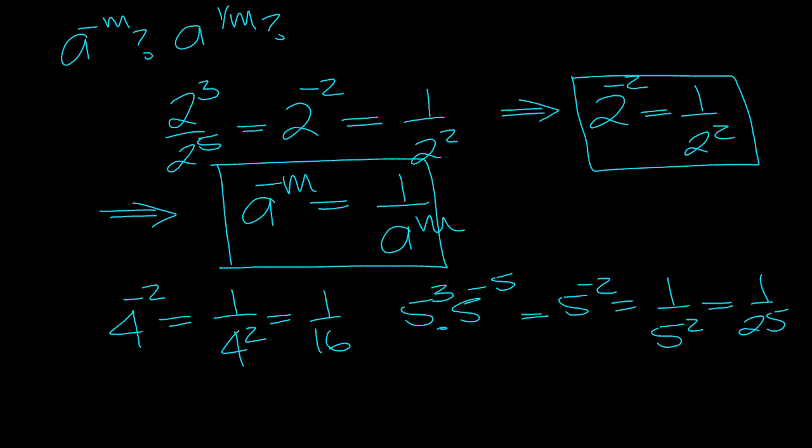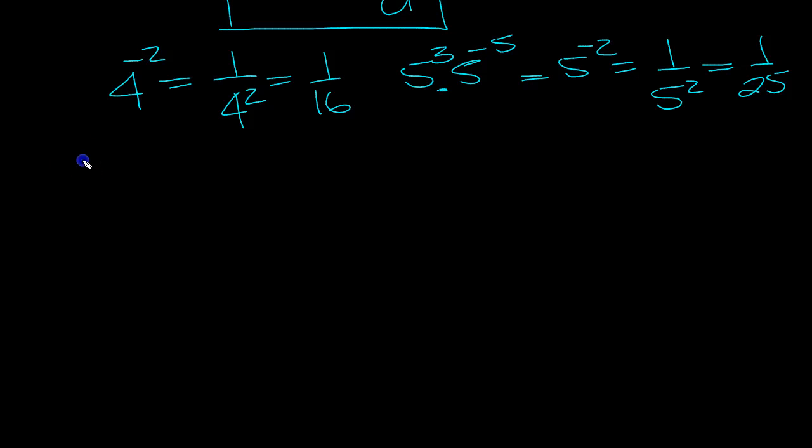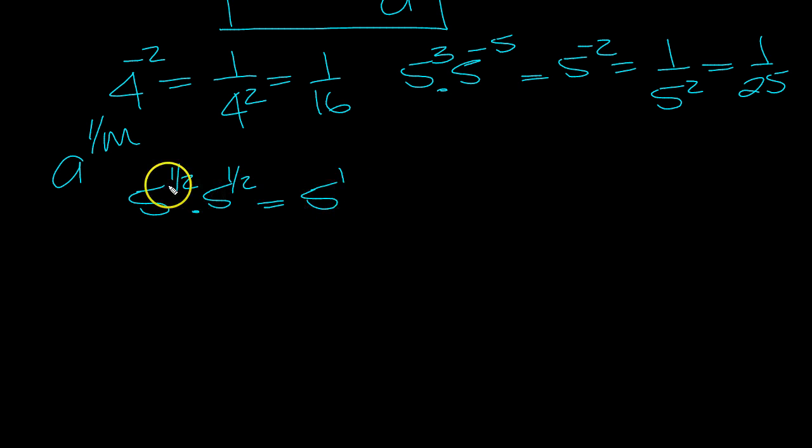The next thing to ask ourselves is, what is a to the 1 over m? Well, let's have a look at 5 to the half. If we look at 5 to the half times 5 to the half, times, you add, so that would be 5 to the 1. So something times something equals 5. Well, that's the square root. So the square root of 5, another way of writing that is simply 5 to the half, because that's what it is.